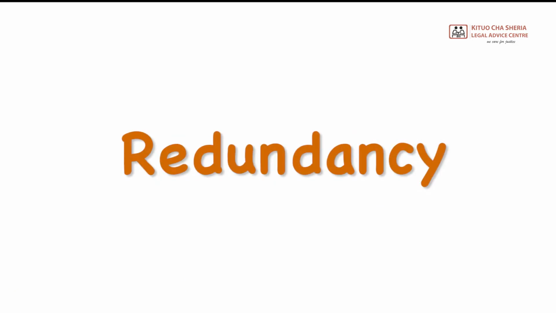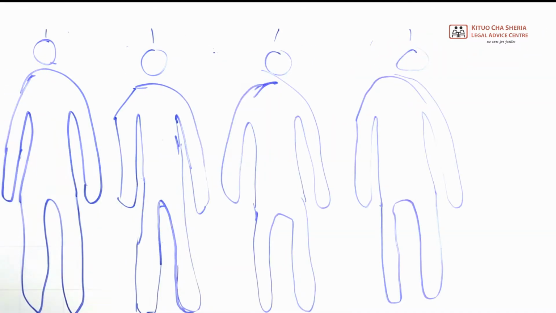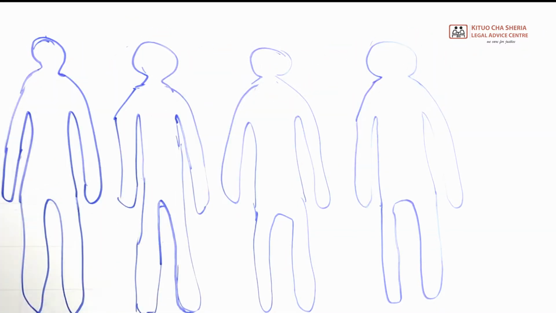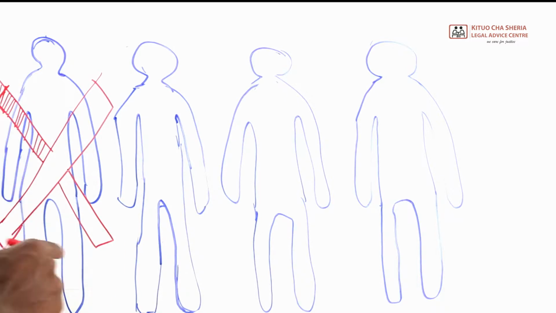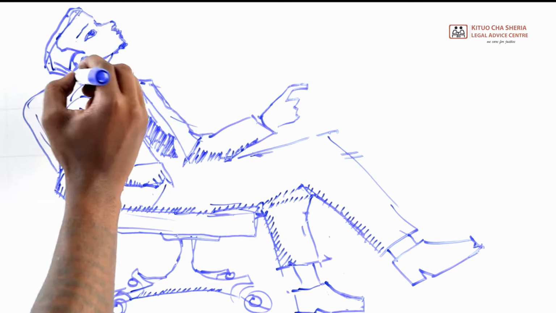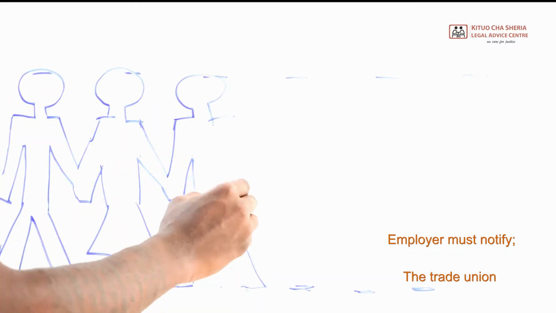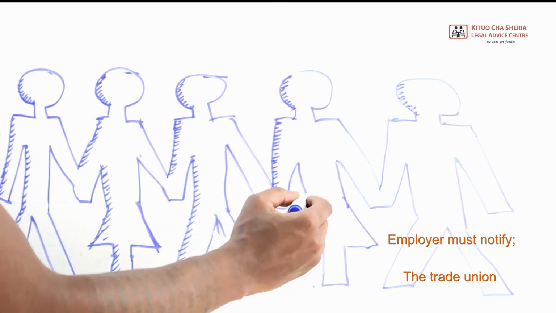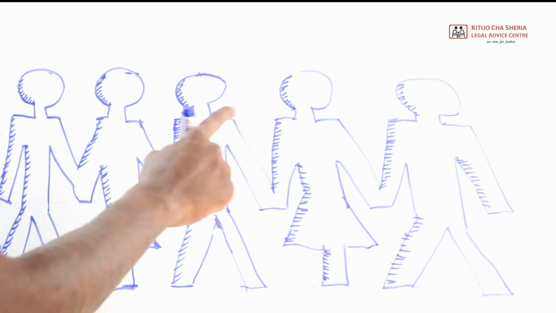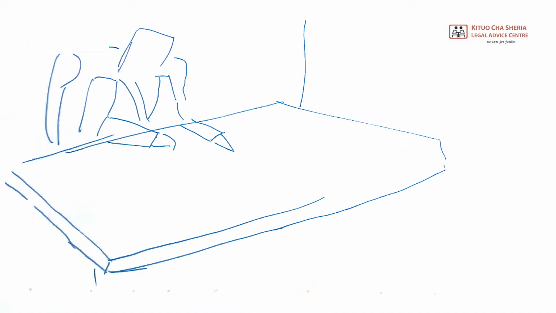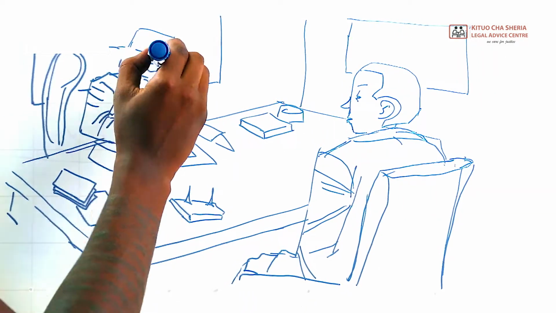Redundancy. This means the loss of employment where the services of an employee are no longer needed. Before declaring an employee redundant, the employer must meet the following conditions. The employer must notify the trade union if the employee belongs to one, and the labor office in that area. If the employee is not a member of a trade union, the employer notifies the employee personally in writing and the labor officer.